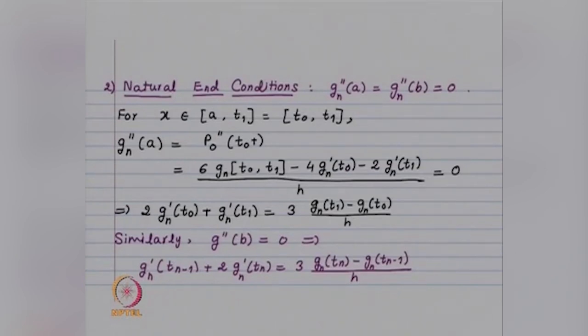Keeping on the left the unknowns g n dash t 0 and g n dash t 1, and on the right hand side the known values, which are g n t 1 and g n t 0, they are respectively equal to f at t 1 and f at t 0. So, we get an equation. Similarly, look at g n double dash b equal to 0 and obtain a condition which involves the derivatives of g n at t n minus 1 and t n and a function value. So, we get 2 additional equations. We already had n minus 1 equations; to that add these 2 equations. So, in total there will be n plus 1 equations in n plus 1 unknowns with the coefficient matrix to be diagonally dominant and hence invertible.